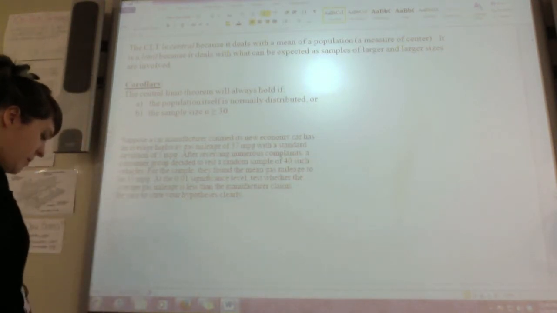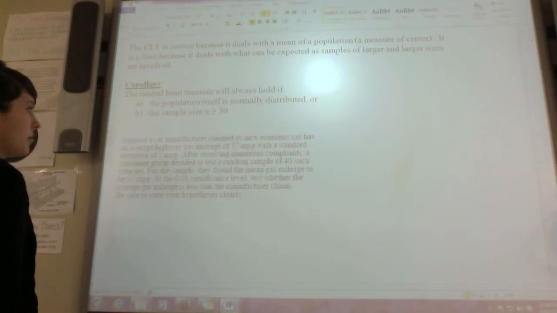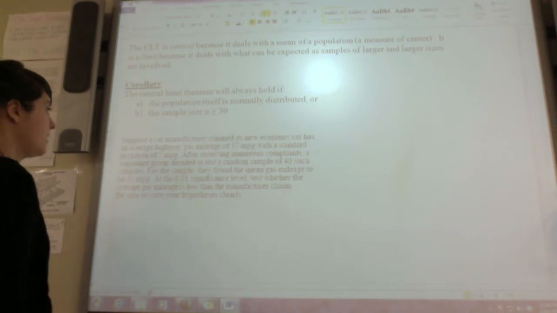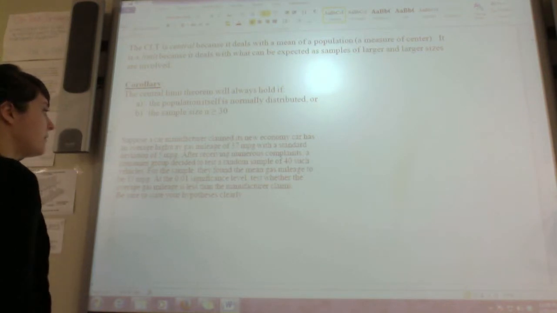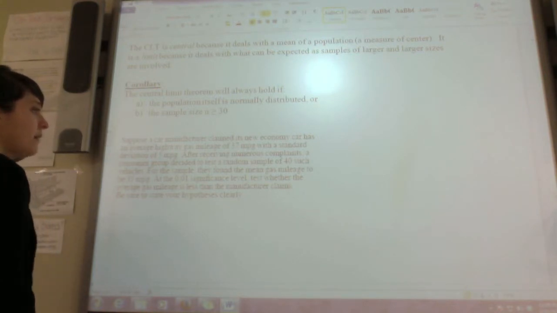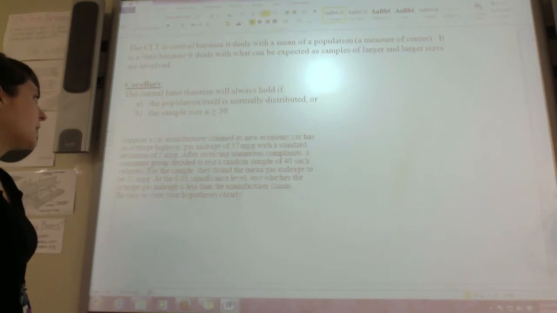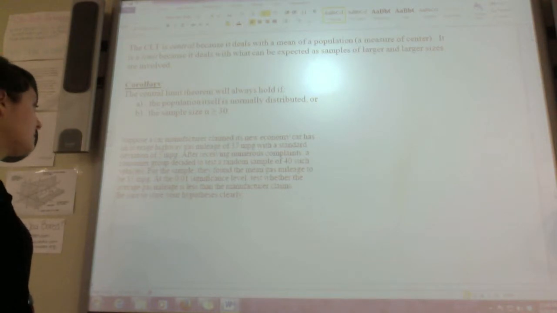So let's look at this last problem here. Suppose a car manufacturer claimed its new economy car has an average highway gas mileage of 37 miles per gallon with a standard deviation of 5 miles per gallon. After receiving numerous complaints, a consumer group decided to test a random sample of 40 such vehicles. For the sample, they found the mean gas mileage to be 35 miles per gallon. At the 0.01 significance level, test whether the average gas mileage is less than the manufacturer claims. Be sure to state your hypotheses clearly.